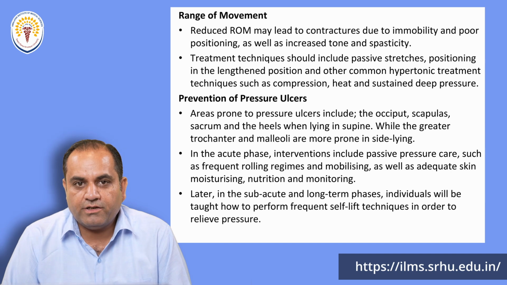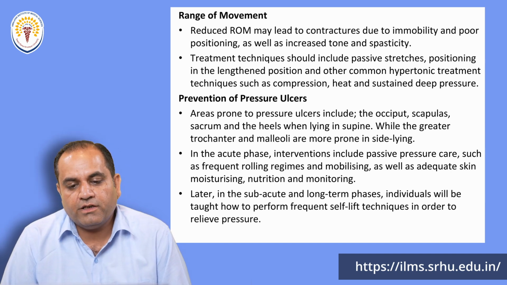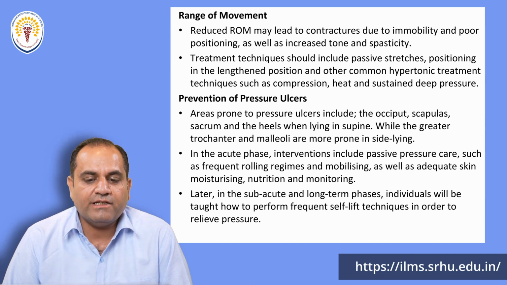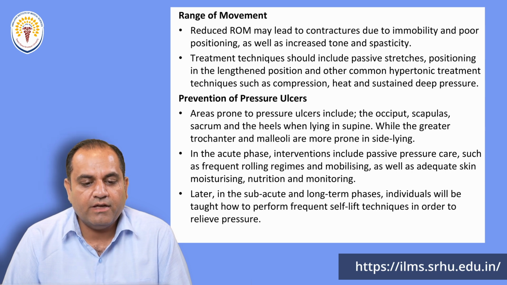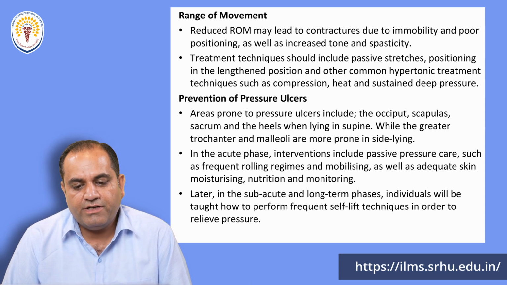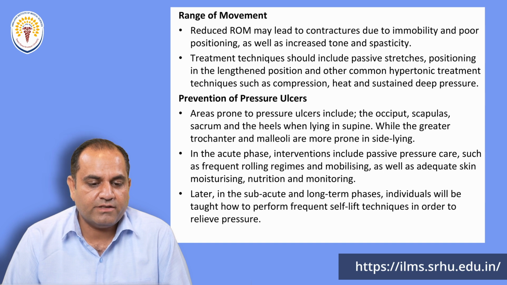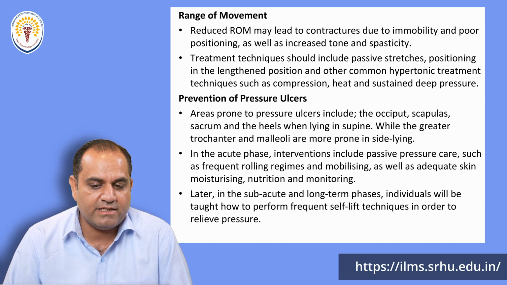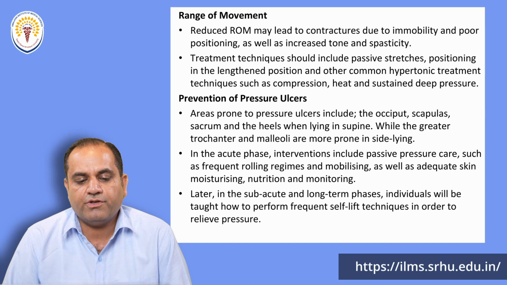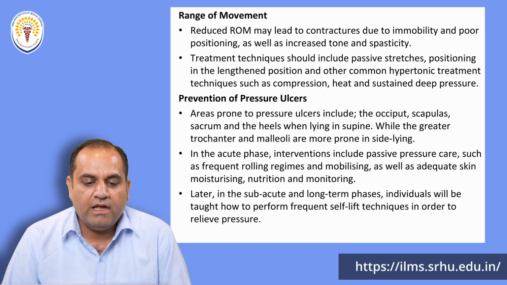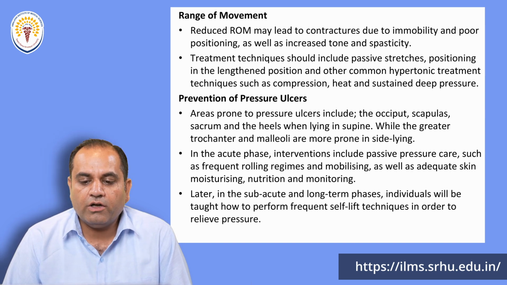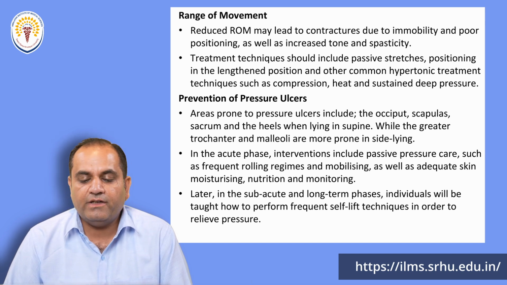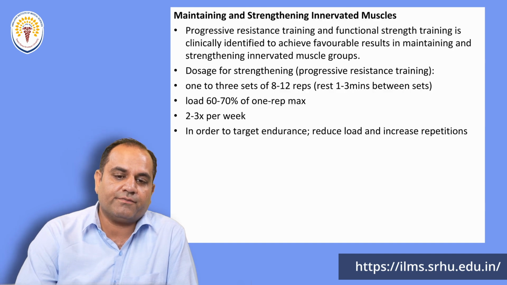Now, the prevention of pressure ulcers. Areas prone to pressure ulcers include the occiput, scapulae, sacrum and the heels when lying in supine, while the greater trochanter and malleoli are more prone in side lying. In the acute phase, interventions include passive pressure care such as frequent rolling regimes and mobilizing as well as adequate skin moisturizing, nutrition and monitoring. Later in the subacute and long term phases, individuals will be taught how to perform frequent self lift techniques in order to relieve pressure.